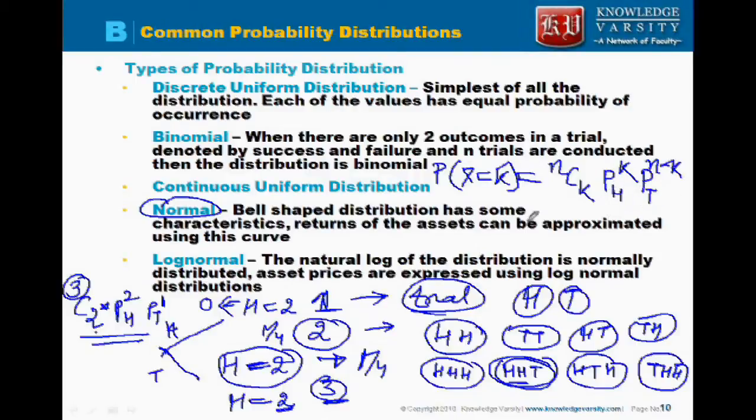Here we have head and tail as 0.5, 0.5, but take a biased coin where the probability of head is 0.6. Then what you can say is, this is 0.6 to the power k, 0.4 to the power n minus k, like that you can have. So this is your probability distribution. This is a binomial distribution.